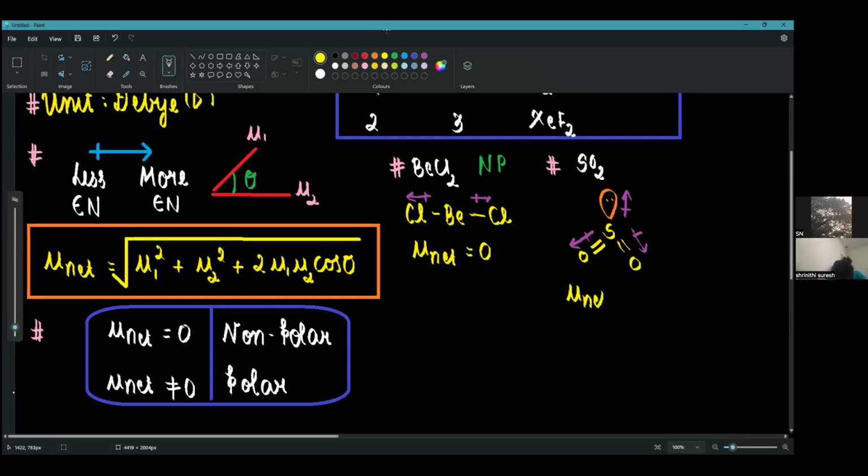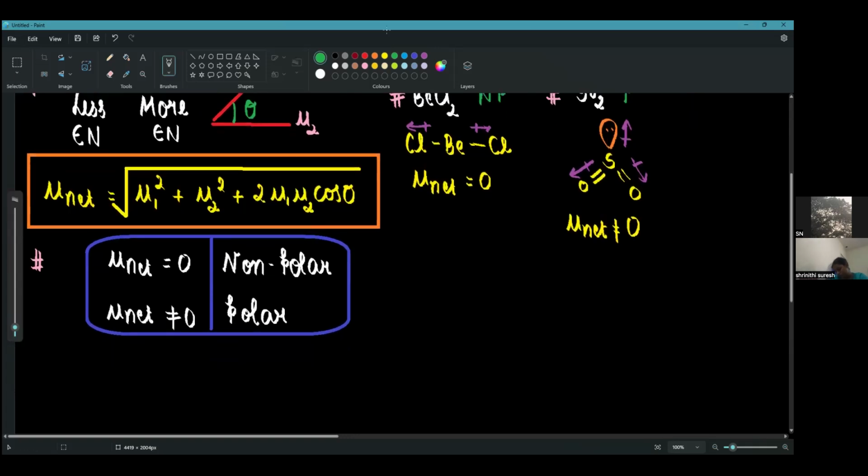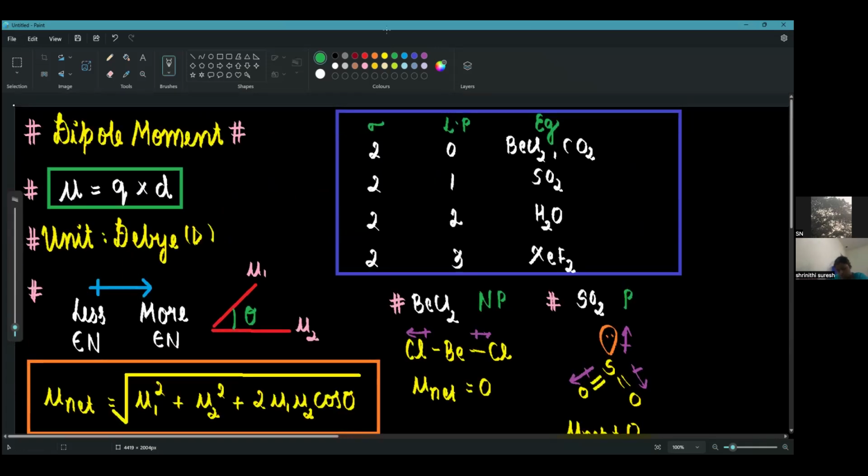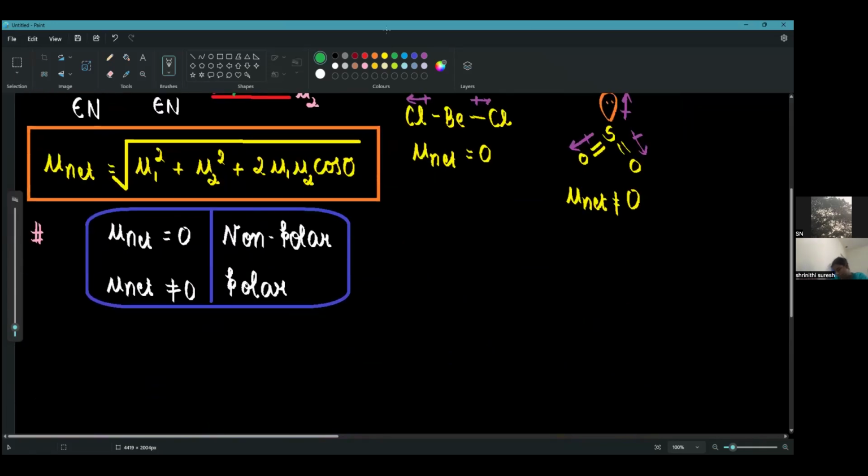So here we will say that the net dipole moment, what value we will have we don't know, and that is not in our syllabus. But at least we will say that the dipole moment is not equal to zero. It will have some value, and that is the reason I will say that SO2 is a polar molecule. So any example with two sigma and one lone pair will be a polar molecule. Understood, madam?